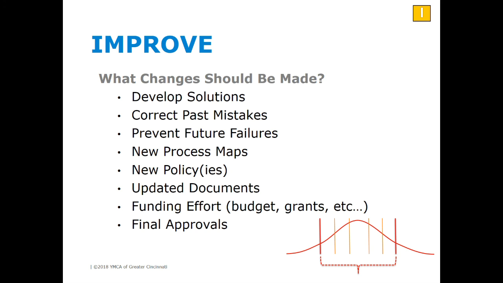There are many things to consider when developing solutions, such as making sure to correct past mistakes, if possible, and prevent future failures. A new process map should be generated along with other documents and policies. Make sure you have proper funding for changes and that you seek approval for these changes.